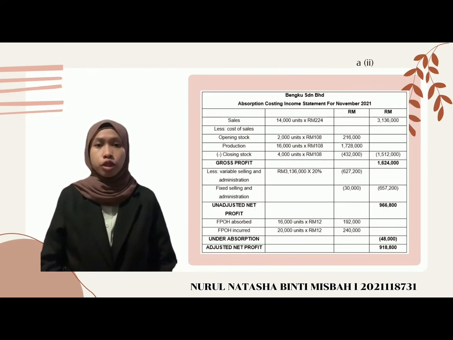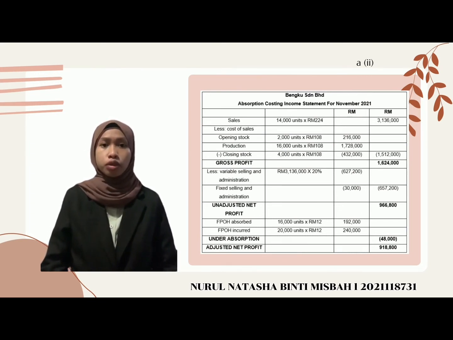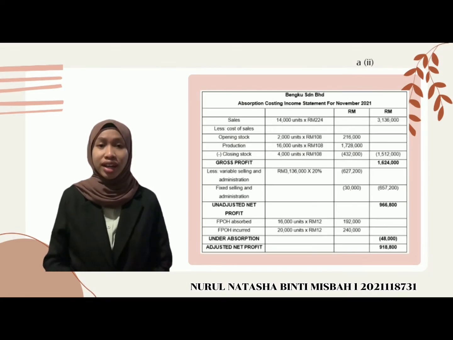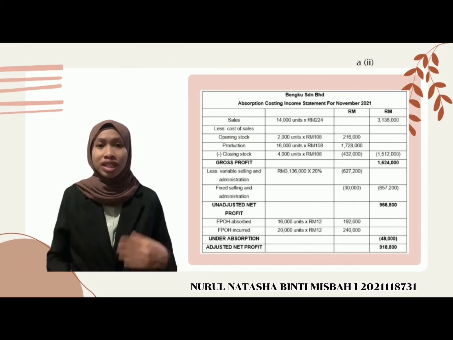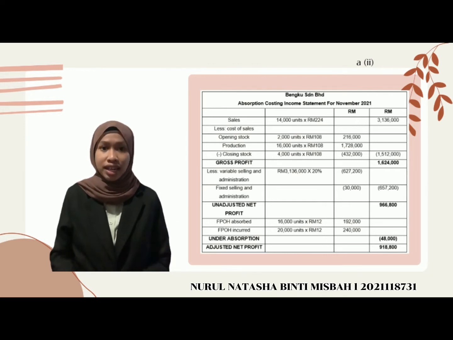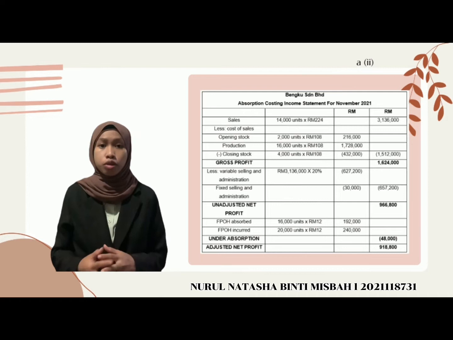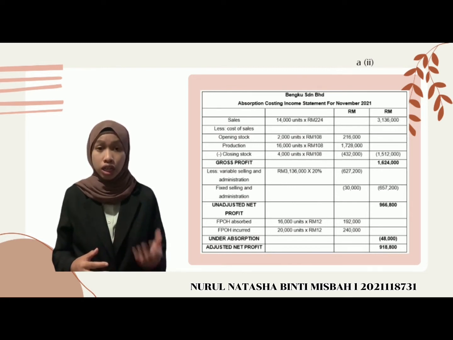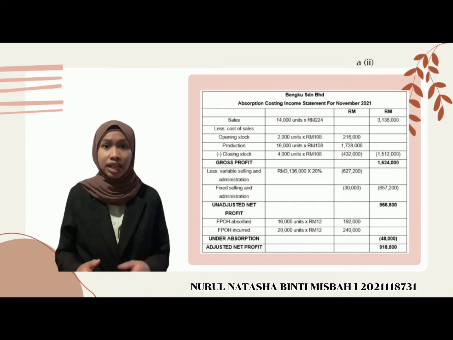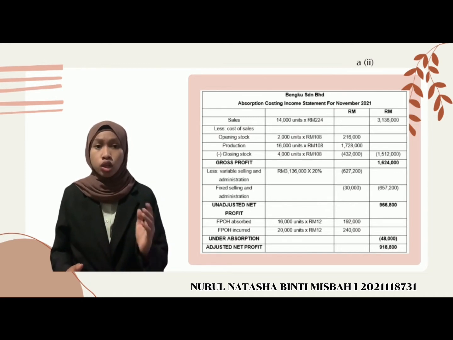While for the absorption costing income statement, we use the total product cost of absorption costing, which is RM108. Then we use this draft, which is sales minus cost of goods sold equal to gross profit. Next, gross profit minus variable selling and administration, fixed selling and administration, equals unadjusted net profit. After that, we need to calculate fixed production overhead absorbed and fixed production overhead incurred to know whether this income statement is over or under absorption. So for this income statement, we get under absorption.